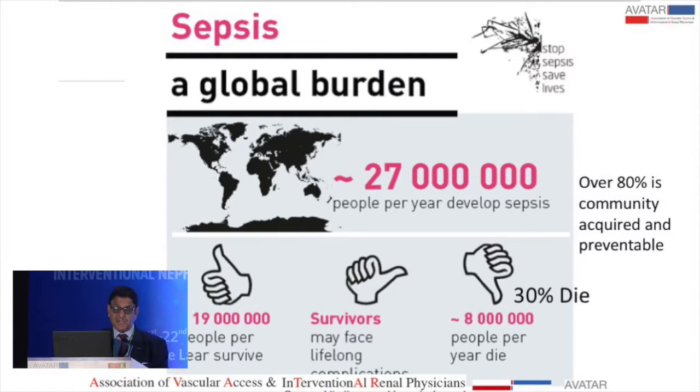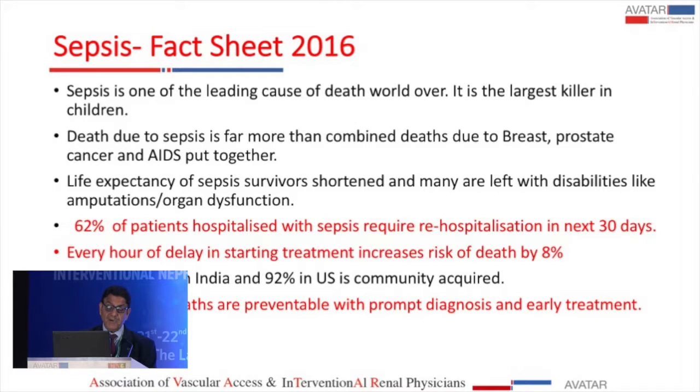Going to the statistics, you know around 30 million people the world over develop sepsis every year, and there is a 30% mortality. Even among the survivors, many are left with disability. If you go to the sepsis fact sheet of 2016, you find that 62% of patients hospitalized for sepsis will require rehospitalization in the next 30 days. Every hour of delay in starting treatment increases the risk of death by 8%. This only necessitates how early you have to act. And 80% of the sepsis deaths are preventable because they are all community acquired.